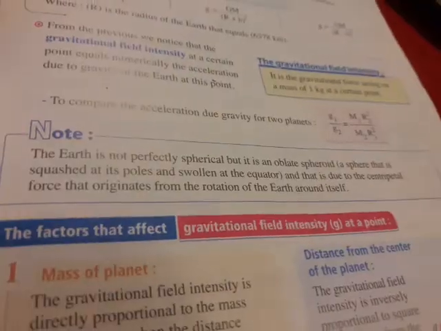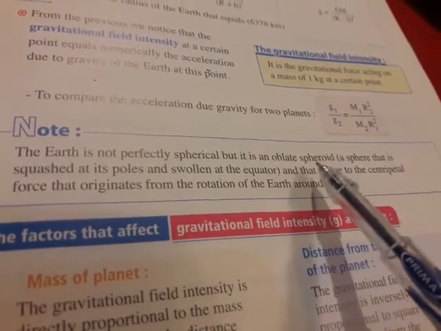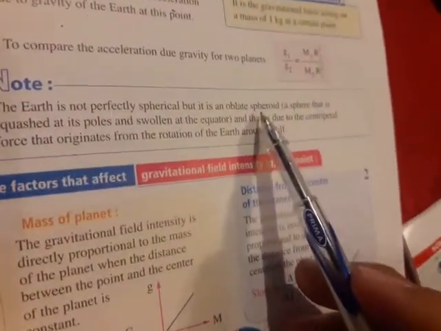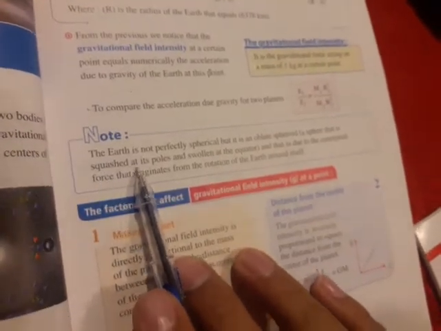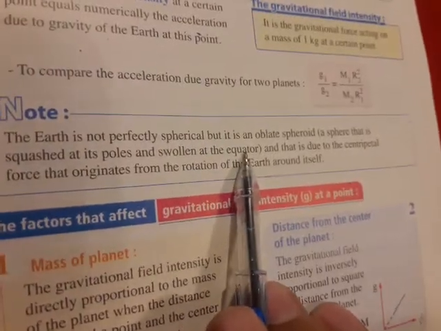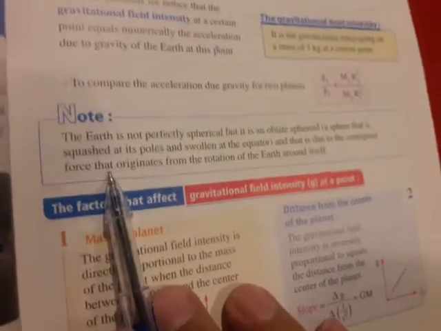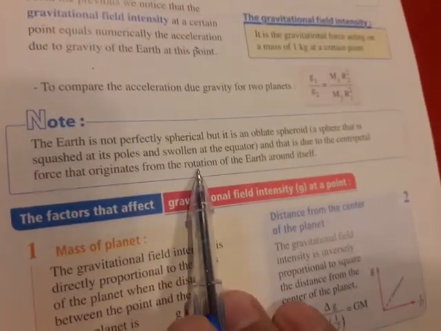Note the Earth is not perfectly spherical, but it is an oblate spheroid, a sphere that is squashed at its poles and swollen at the equator, and that is due to the centripetal force that originates from the rotation of the Earth around itself.